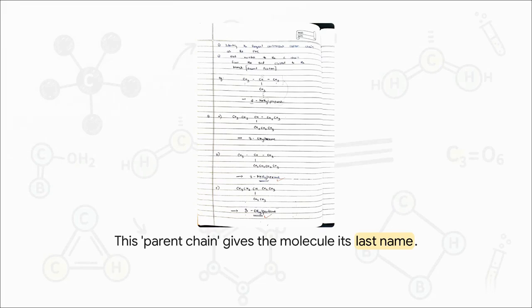Just look at this example here. If you trace it out, the longest path you can find that's all carbons connected together is 6 carbons long. So the last name of this molecule is going to be hexane. That main chain is called the parent chain, and everything else that's sticking off of it, that's what we call a branch or a substituent.